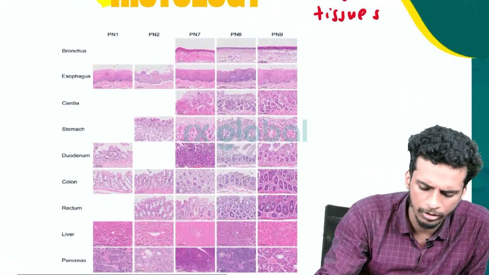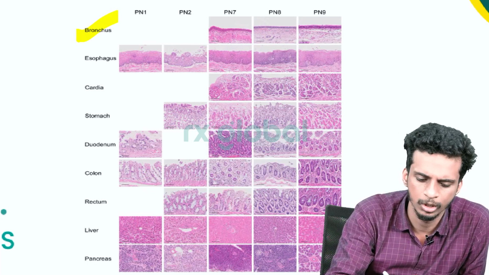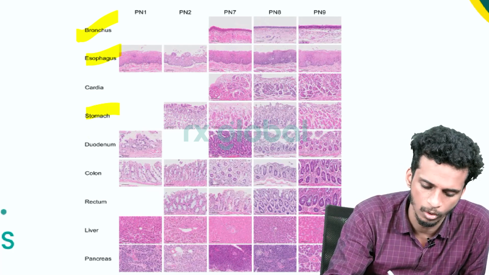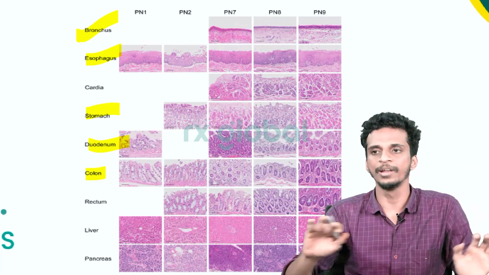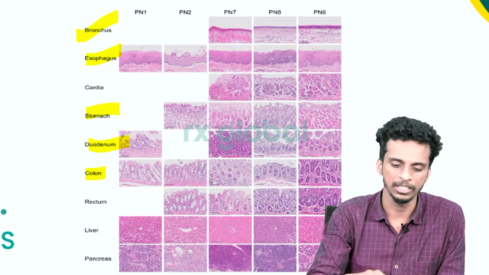Okay, so here I have shown you certain tissues. This is the tissue of bronchus, this is of esophagus, this is stomach, duodenum, colon and all. So you will learn the difference between each and every one of these.